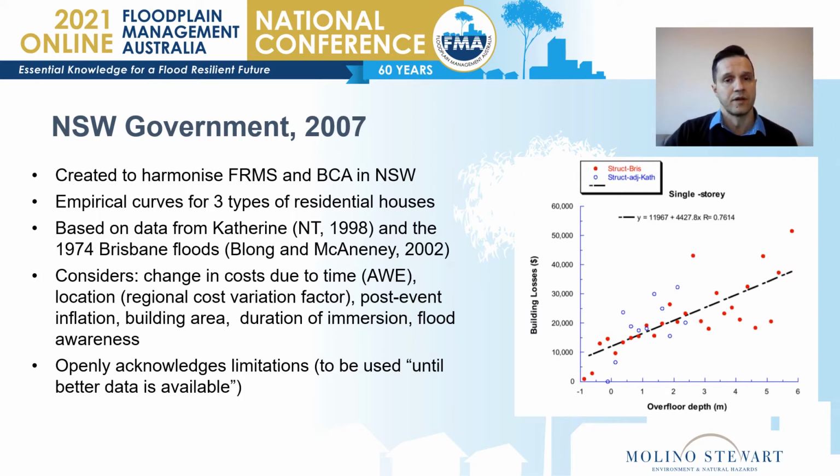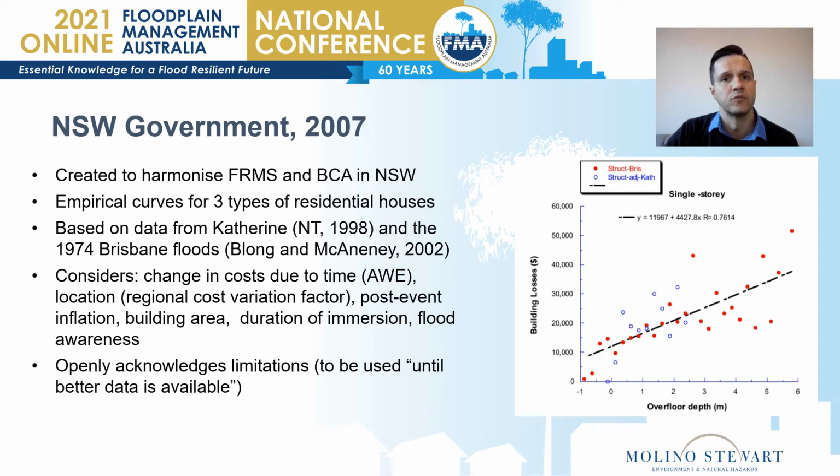is the residential building damages assessment tool provided by the New South Wales government in 2007. This was released by the Department of Environmental and Climate Change, now DPI, and it's presented in the form of an Excel calculator. This tool was originally created to harmonize the methods and assumptions for different floodplain risk management studies, so that the department could compare apples with apples when it came to providing government fundings to different councils.